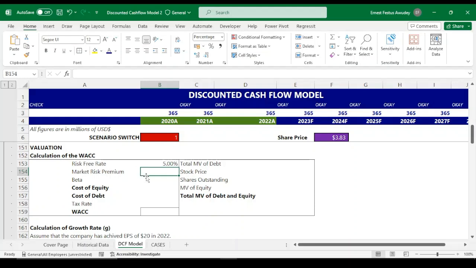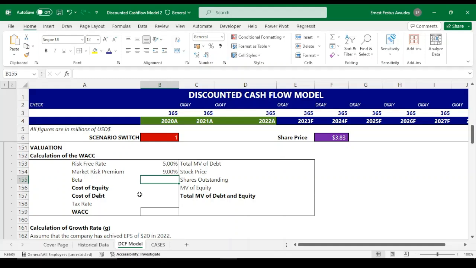Okay, and then the market premium, as I said, is the return on the market minus the risk-free rate of return. That's the market risk premium. And for our scenario, we can say it should be 9%. So that is it. It means that the return on the market is going to be the risk-free rate added to this 9%, and that is going to give us 14%. So that is the return on the market. That's just by the way.